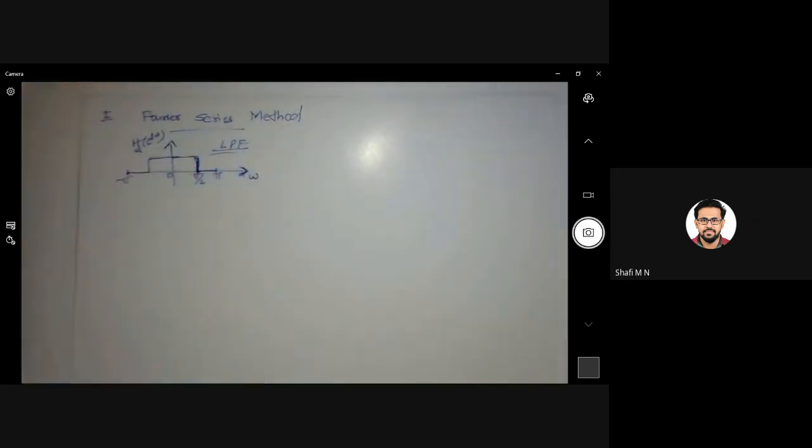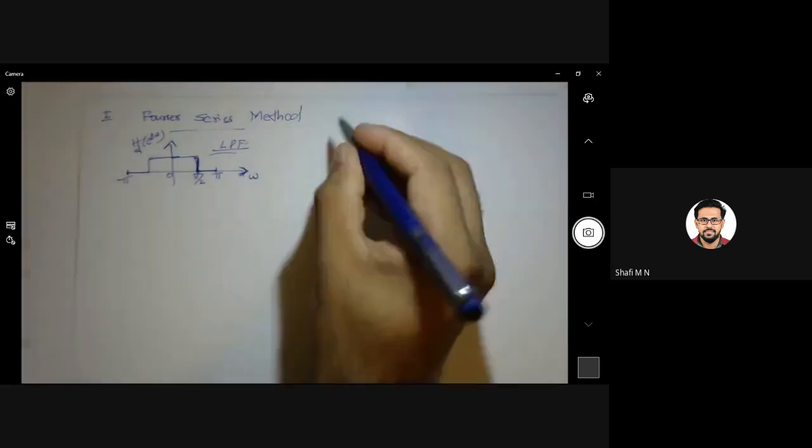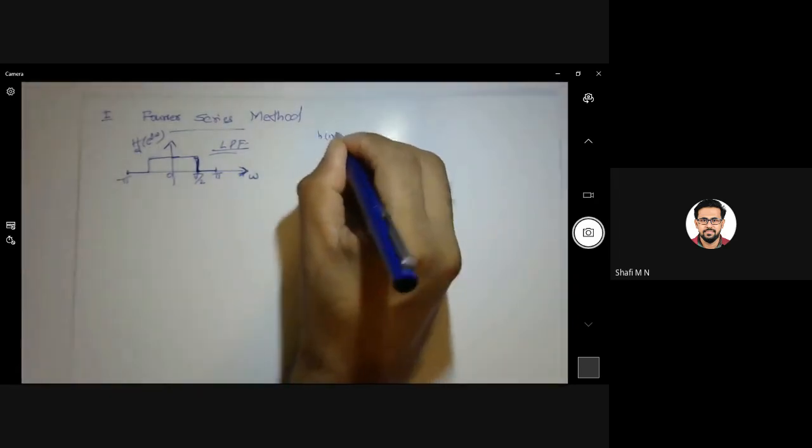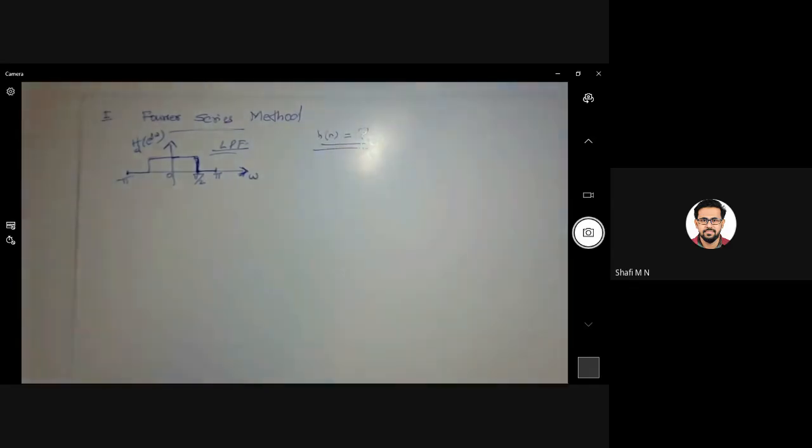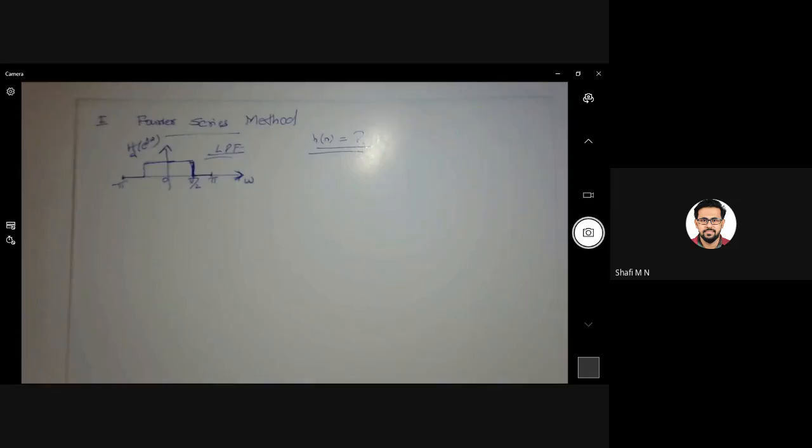So the question will start like this. Frequency response will be given to you. Then you may be asked to design a filter. Filter design, you have to find h of n. H of n you will have some coefficients like 1, 2, 3, 4, something like that. That's the filter coefficients here.